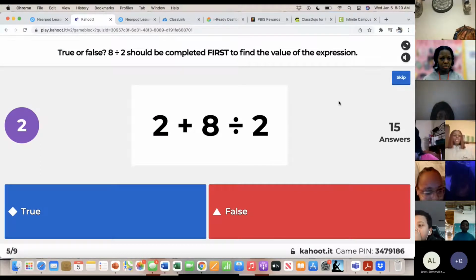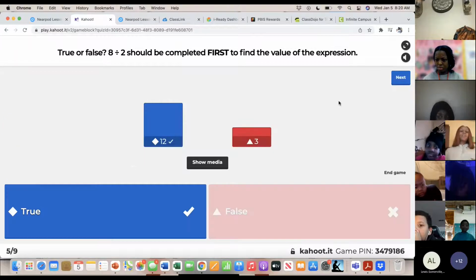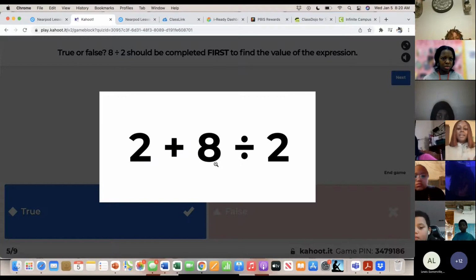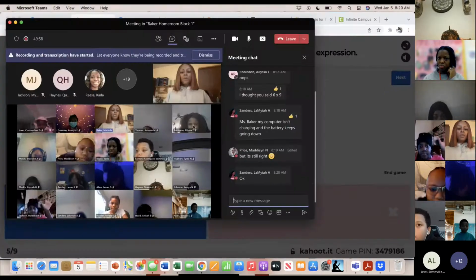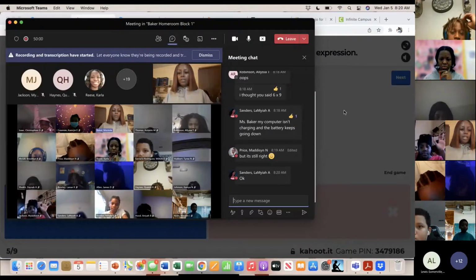This is our back. So in August, this was our skill that we started off with. We're in January now, halfway point. We want to see what we remember. Yes, true. Because somebody tell me really quick, why is this true? Why should 8 divided by 2, why should we solve that first?